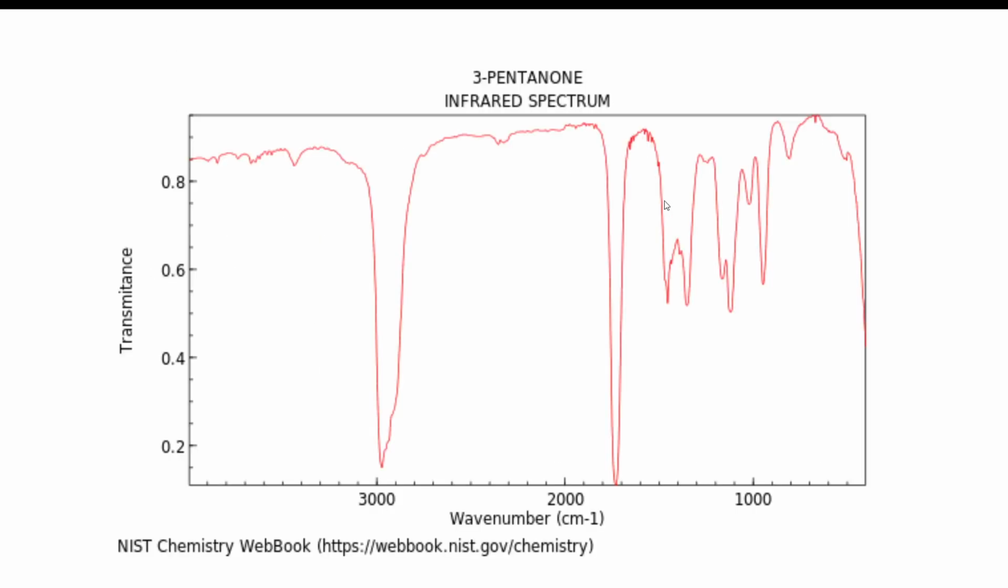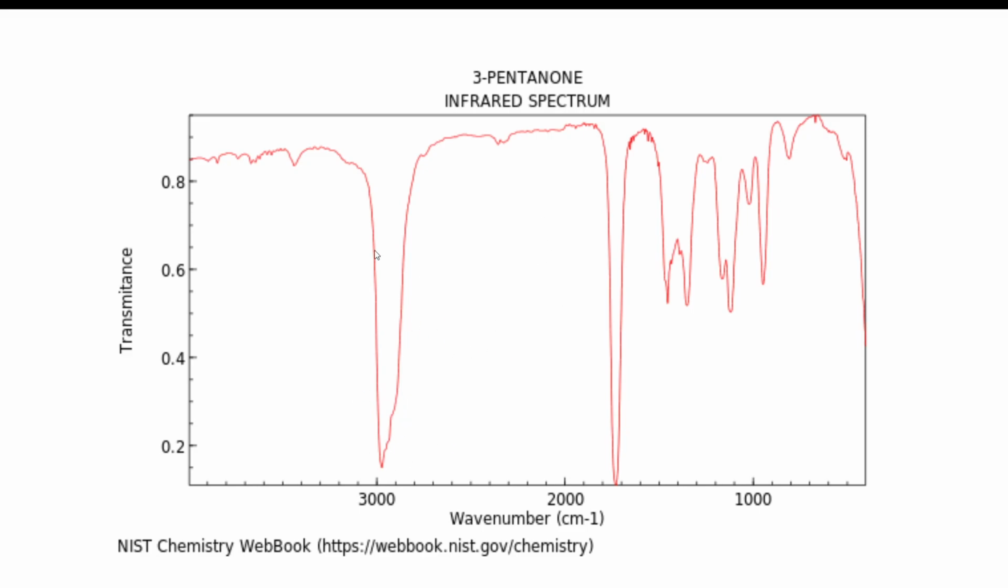Next is a C double bond O. Okay, so this is another one. This is pentanone. And pentanone has a C double bond O. It has what's called a carbonyl group. That's when a C is double bonded to an O.